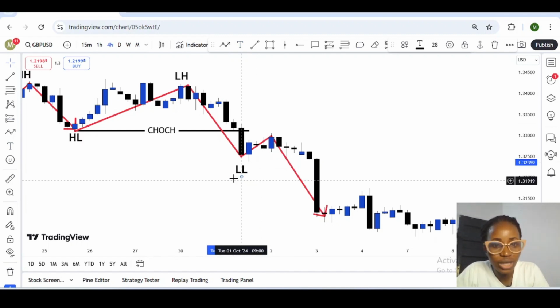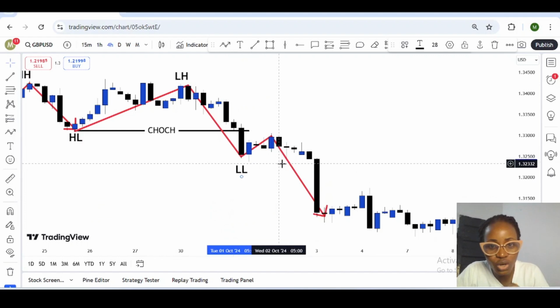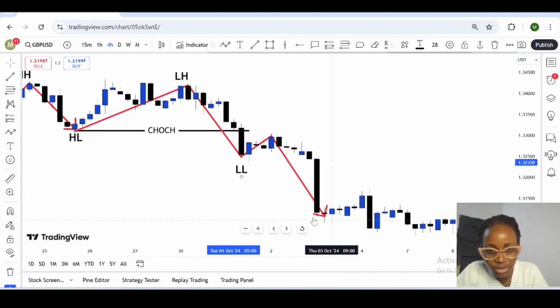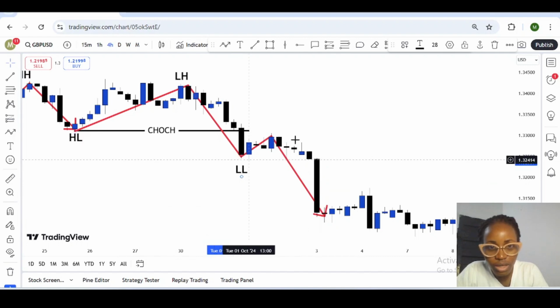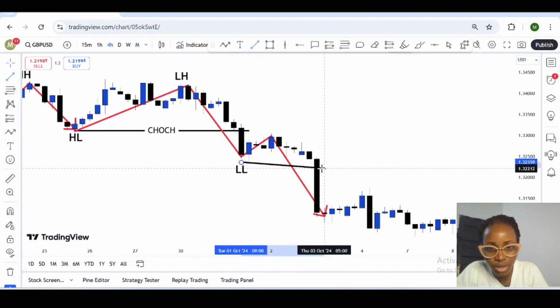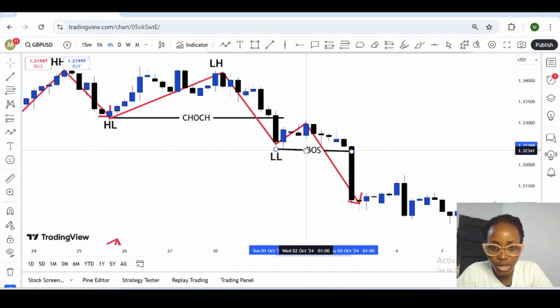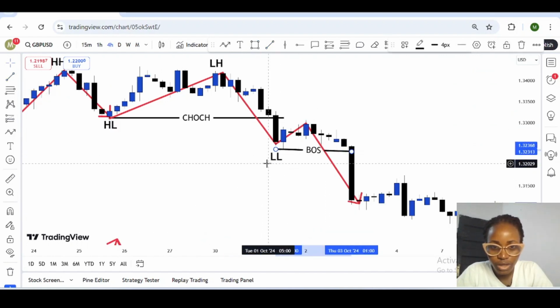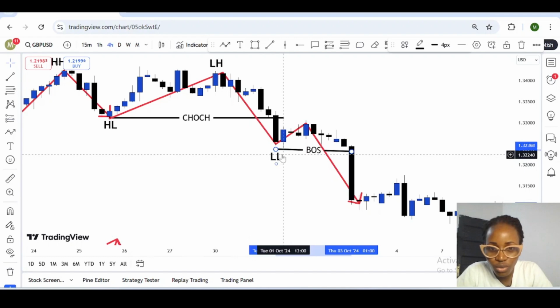Each time price breaks a lower low, we have what is called a break of structure. You can see here that we have this push to the downside, breaking out of the previous lower low here. So here is going to be our break of structure here. Here we have a break of structure here. You can see here that price has broken out of the lower low. All right, so each time price breaks out of a lower low, we have what is called a break of structure.